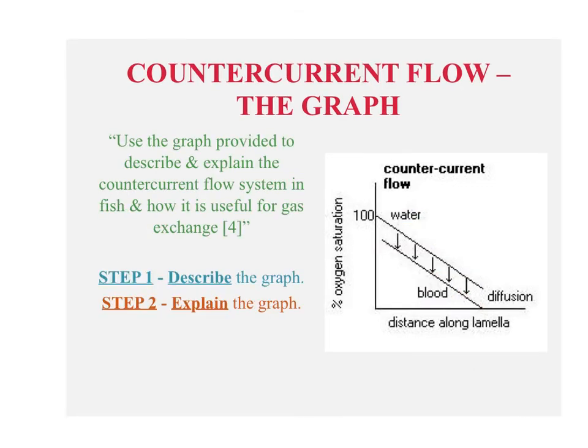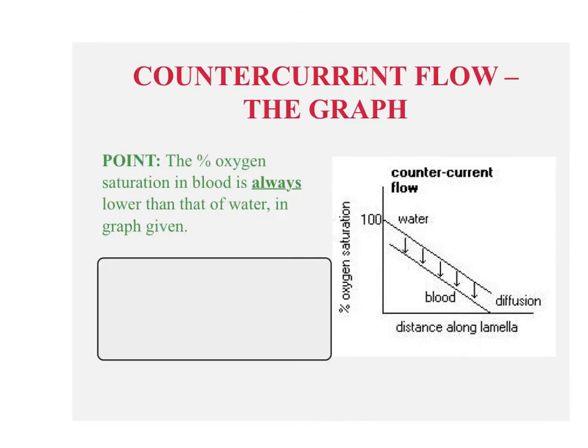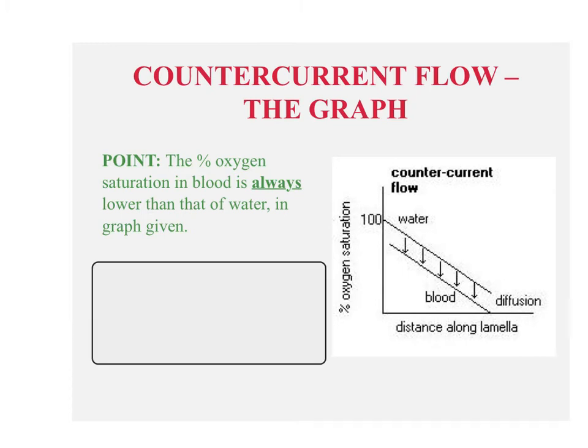So now we've discussed the patterns that you can see in that graph, let's take a look at the actual marks that you could get. So describe and explain, we're going to take each of those in turn. My first point: the percentage of oxygen saturation in the blood is always lower than that of the water in the graph. And this is something we discussed over the previous slide when we looked at the patterns visible from this graph itself.